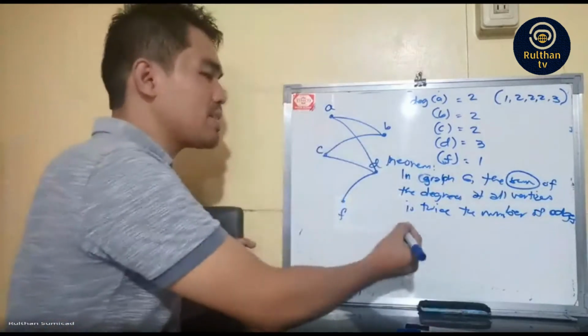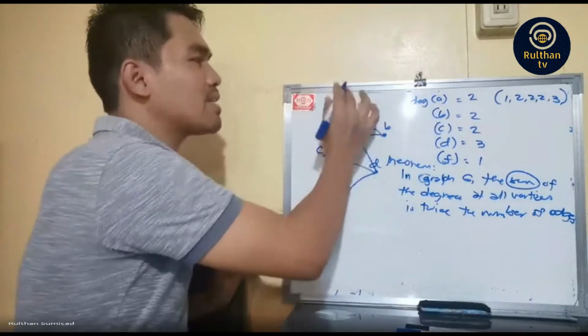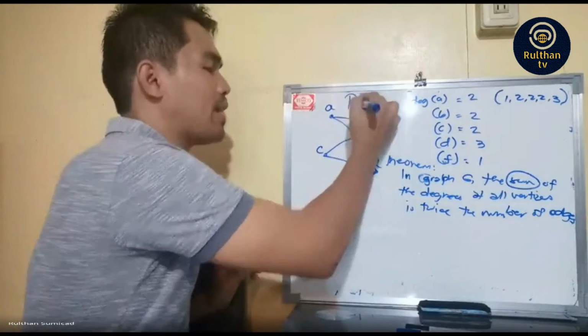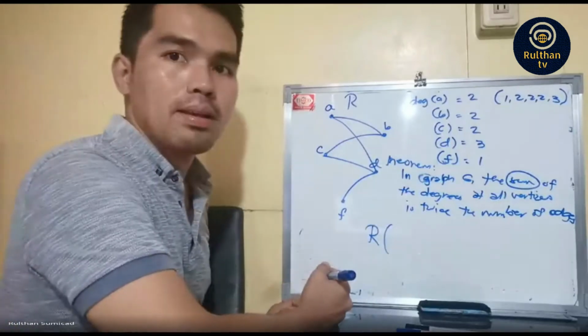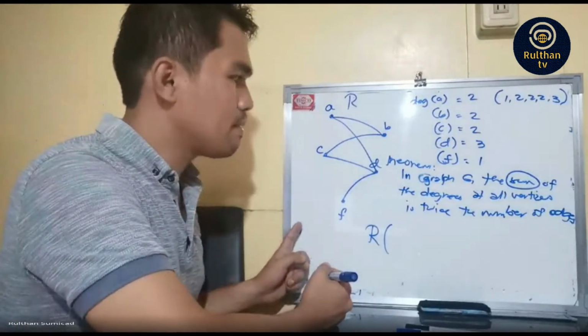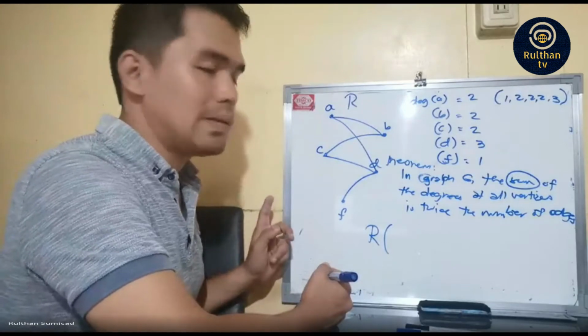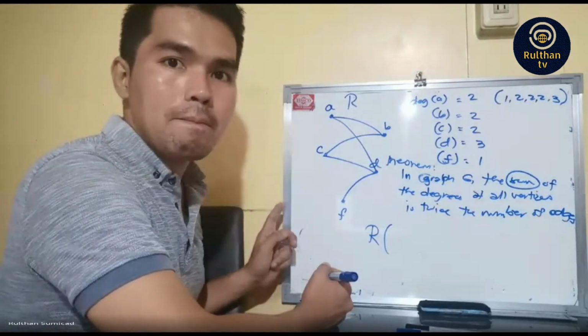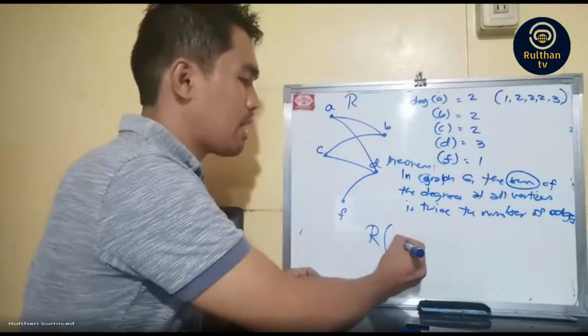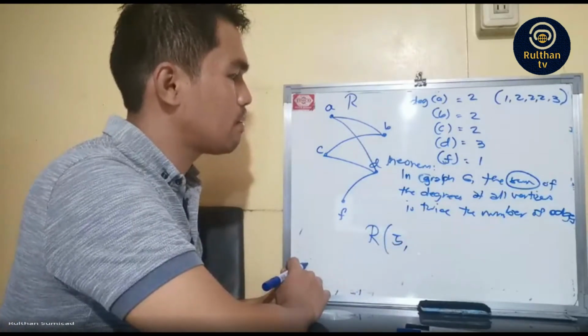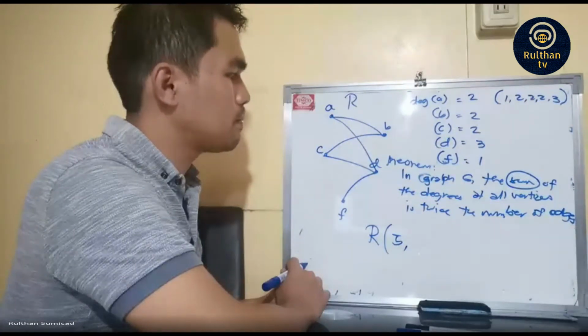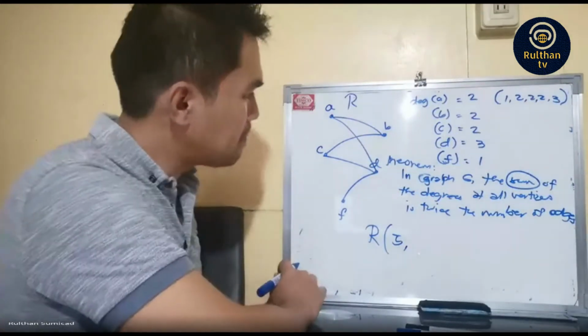Now let's identify, this is graph G, let's change this graph. Let's say this is graph R. In graph R, what is the order of graph R? The order of graph R is 5. Okay, we have five. What's the size? Is it 5, 5?